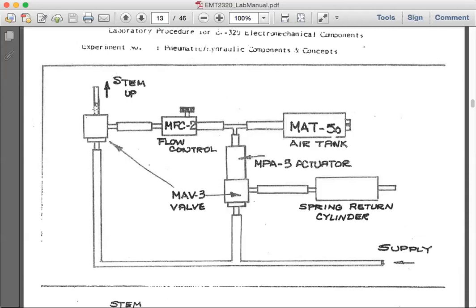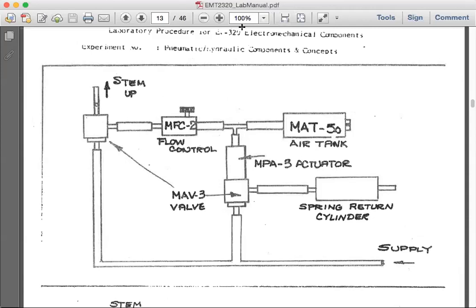When you release the stem, since the arrow points to the right, the pressure is being depressurized without control of the flow control. So it's depressurized quickly. The moment you release the stem, the pressure vents very quickly and the piston returns right away.